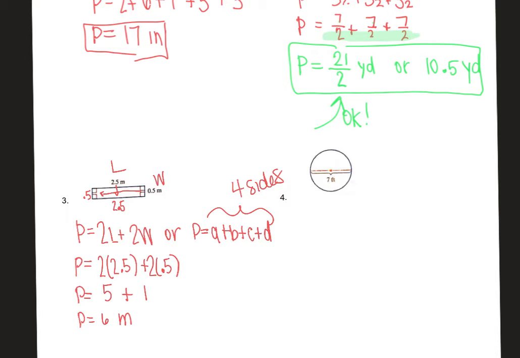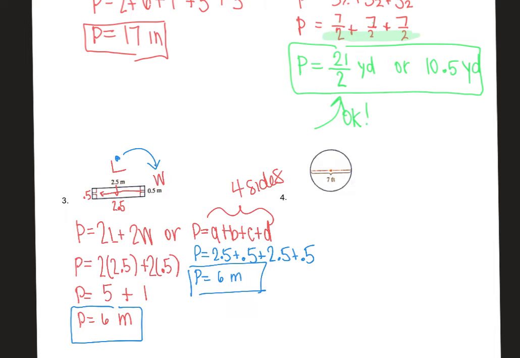Now, you see that if I start here at what I labeled my length, 2.5, and I work around clockwise, for this I get 2.5 plus 0.5 plus 2.5 plus 0.5. And I will get 2.5 plus 0.5 is 3, plus 2.5 is 5.5, plus 0.5 is 6. So I get 6 altogether. And again, I'm working in meters. So you see that regardless of how I do it, I get the same answer.